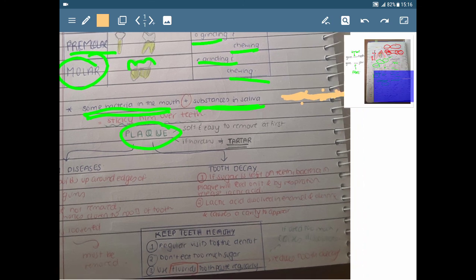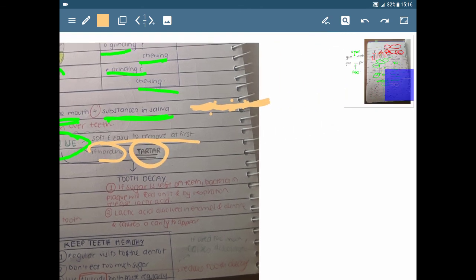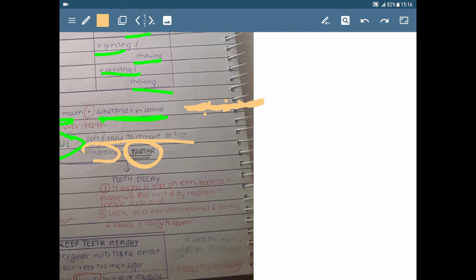You're going to see this. It's soft and easy to remove at first, and if it hardens, it becomes tartar. Okay, and usually in teeth, it's kind of on the tooth.